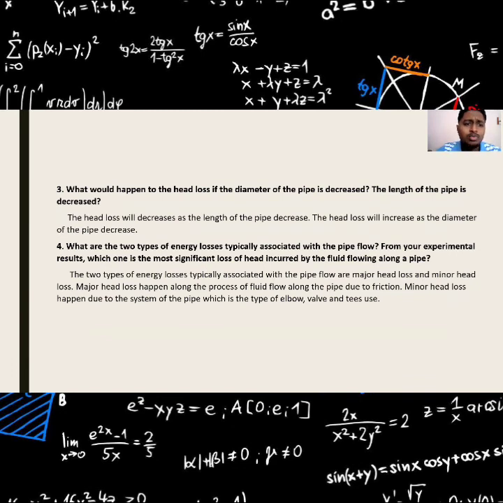Third, what would happen to the head loss if the diameter of the pipe is decreased? The length of the pipe is decreased. The head loss will decrease as the length of the pipe decreases, and the head loss will increase as the diameter of the pipe decreases.